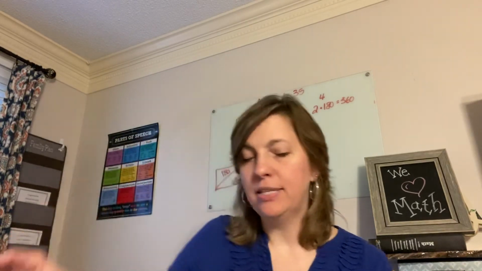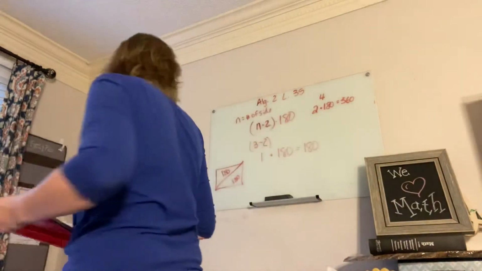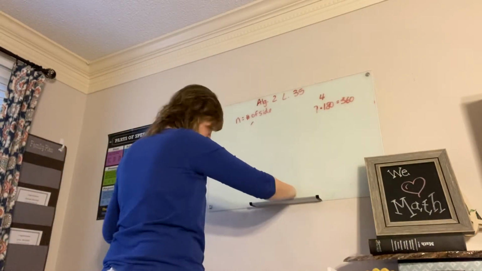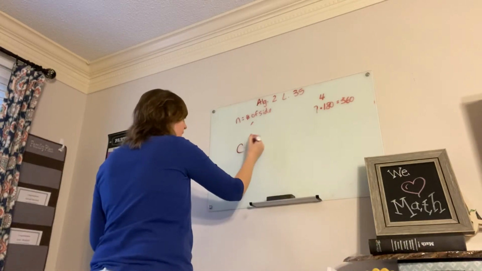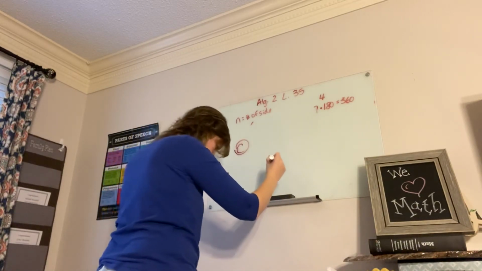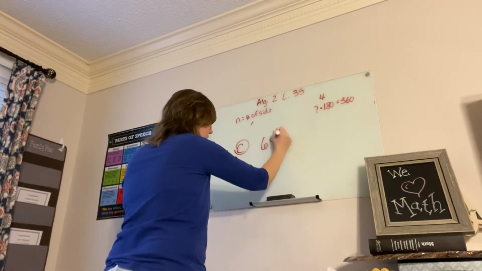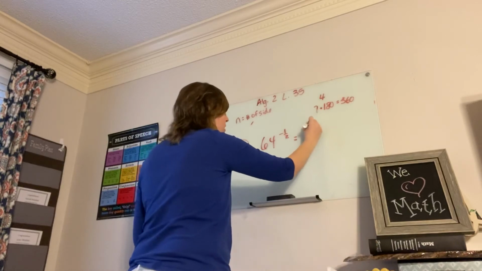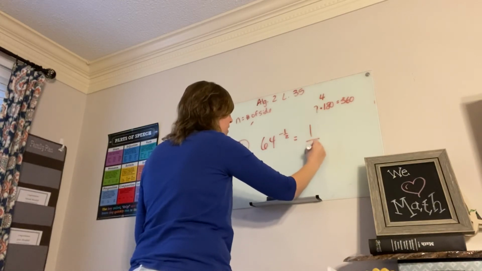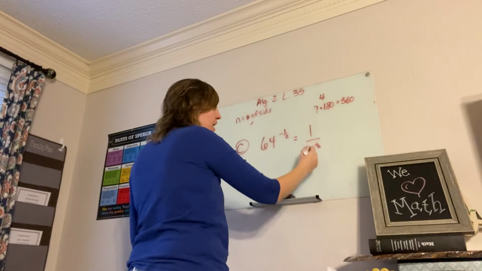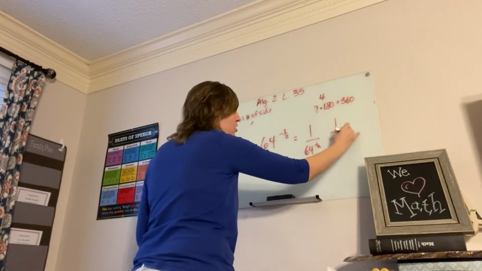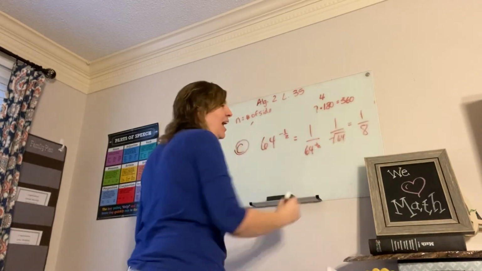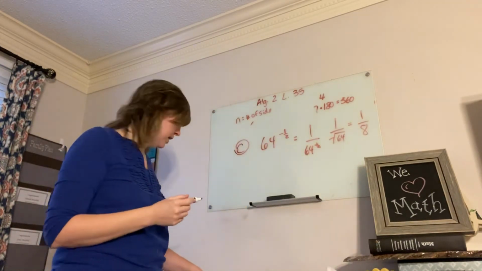Now simplify 64 to the negative 1/2. Well, that simply means, let's take a look at letter C up on my board. So letter C is 64 to the negative 1/2. Well, let's take care of the negative first. It just means 1 over 64 to the 1/2. Now, that's the same thing as saying 1 over the square root of 64, which equals 1 over 8. Very good. 8 times 8 is 64.